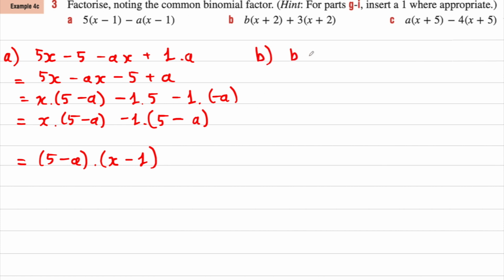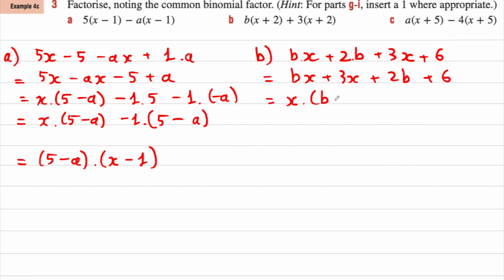For question B, you got bh plus 2b plus 3h plus 6 like here after expanding. And then you got bh plus 3h plus 2b plus 6. Take h outside, you got b plus 3. And take 2 outside, you got b plus 3. And b plus 3 is the new common factor. That is the first bracket, and the second bracket you got h plus 2.